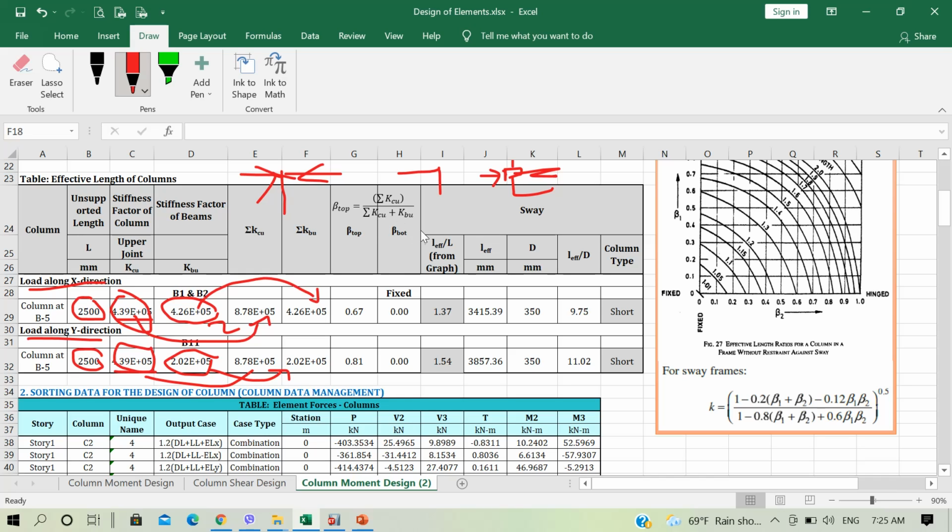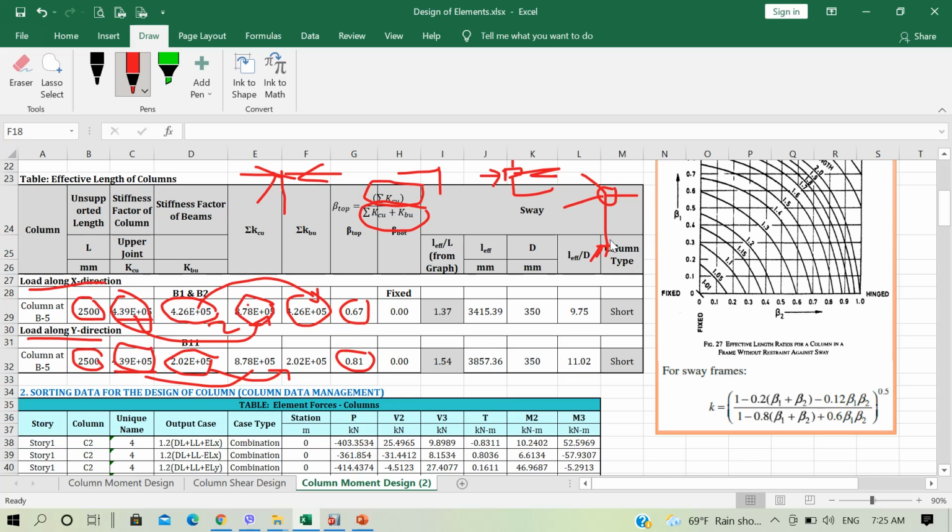Now we have to calculate this value of beta. The value of beta is summation of stiffness factor for column divided by summation of stiffness factor for column and beams. At the top, that means we have selected a column of the ground floor. Our column is fixed at the base and we have some beams framing into the columns at the top. So at the top, our beta top will be summation of KCU, this divided by this, we get 0.67, and for y direction we get 0.81.